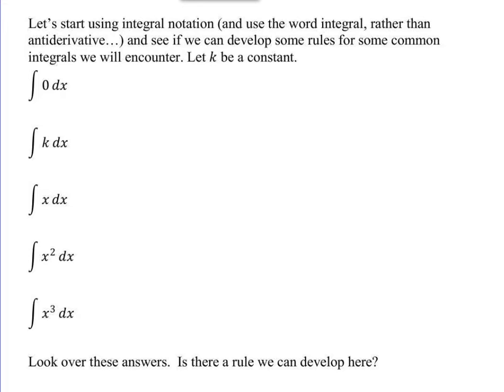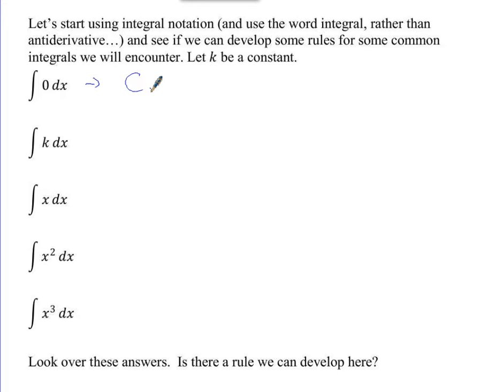So use the word integral rather than antiderivative, and see if we can develop some rules for common integrals that we are going to encounter, and we're going to let k just be some number. It's just a number, okay? It's a constant. So if we integrate 0 dx, what do we get? C. If we take the derivative of some constant, it goes away. It turns into 0. So this would become just some constant.